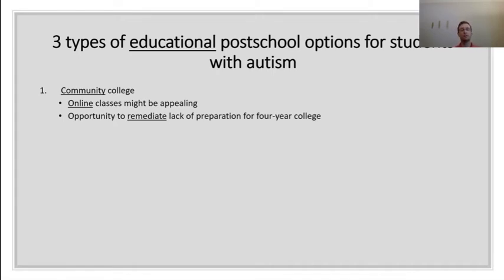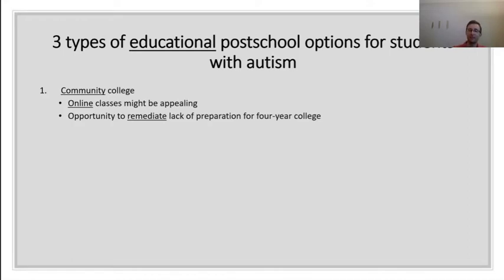In community college, an advantage is that it provides the opportunity to remediate a lack of preparation for 4-year college. Now that's particularly the case for students with autism, other developmental disabilities, intellectual disabilities, but it's for other students too. For example, I didn't complete high school. I actually dropped out of high school early and went to community college. And when I went to community college, I actually withdrew from all of my classes in the first semester because I realized that I wasn't ready, that I didn't know how to study, I didn't know how to organize my time, and I gave it another try next semester.